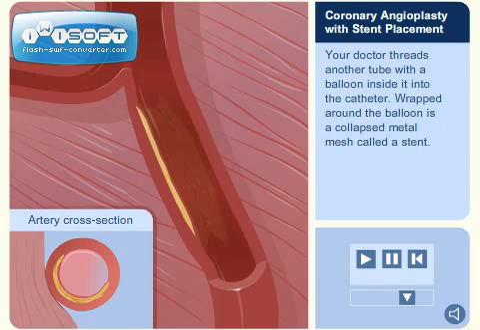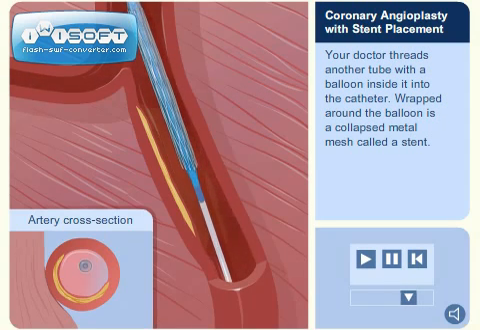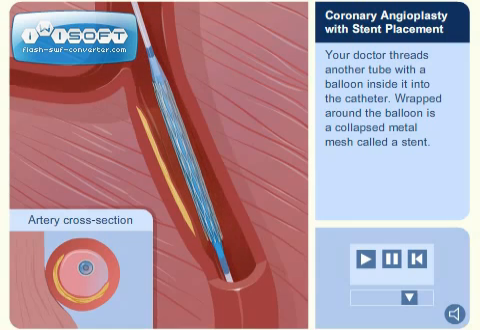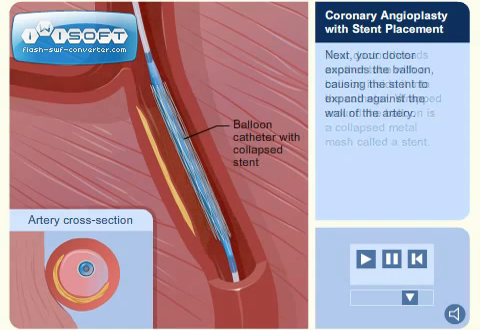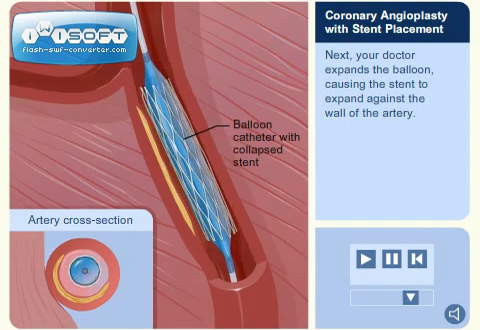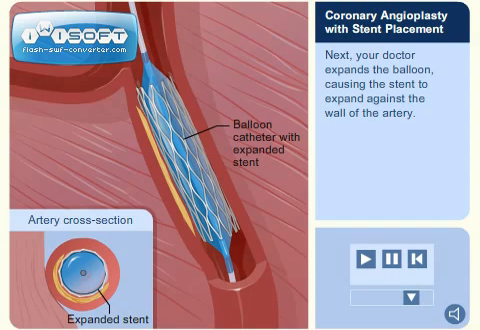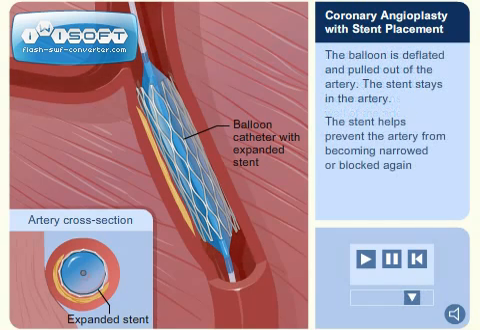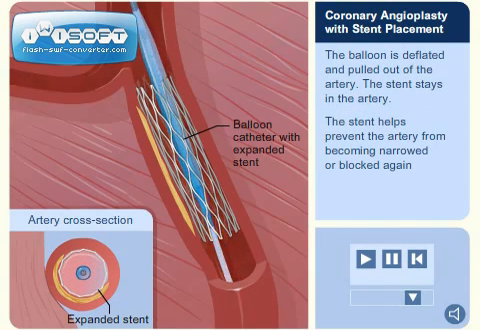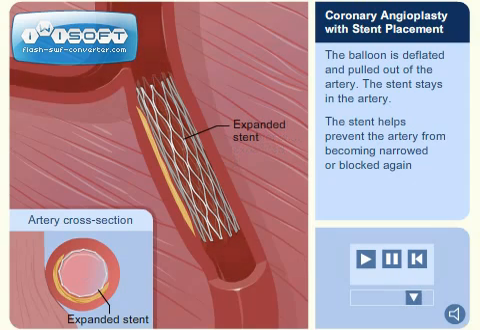Your doctor threads another tube with a balloon inside it into the catheter. Wrapped around the balloon is a collapsed metal mesh called a stent. Next, your doctor expands the balloon, causing the stent to expand against the wall of the artery. The balloon is deflated and pulled out of the artery. The stent stays in the artery. The stent helps prevent the artery from becoming narrowed or blocked again.